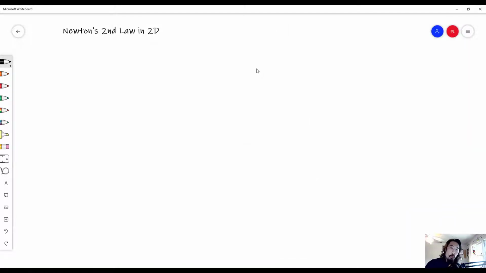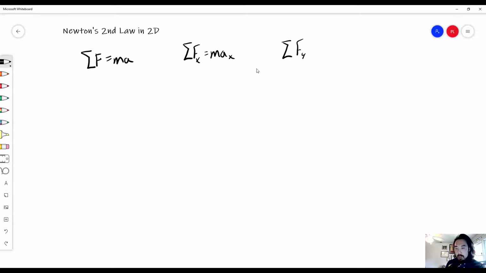Alright, now in order to do Newton's second law, let's first cover the second law in the equation form. We have the summation of the forces is equal to the mass times the acceleration. Now, because we're going to be dealing with the x and the y forces, get in the habit of writing those subscripts. Okay, get in the habit of writing those subscripts.